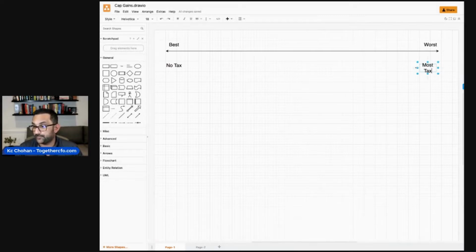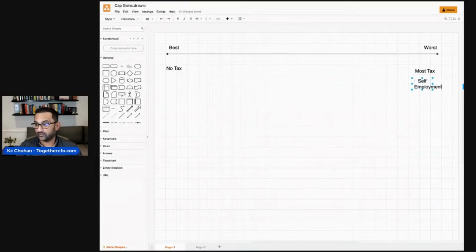Oh, if I can spell. There we go. Okay, so when we look at the worst case scenario, what does that really look like? Self-employment tax is probably going to be up there with the worst of it. That's pretty bad. If you're paying self-employment tax, then you're going to be taxed at a pretty high rate, so we want to make sure we're keeping away from that. Another one would be ordinary income, which is pretty bad. So let's just put that in here.